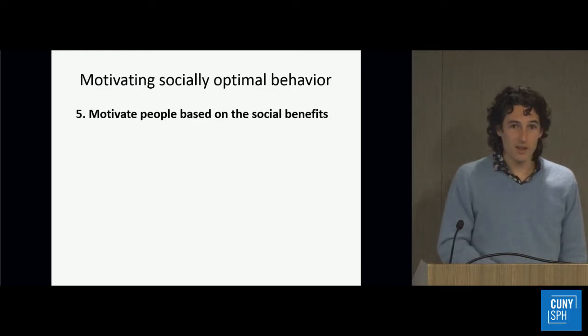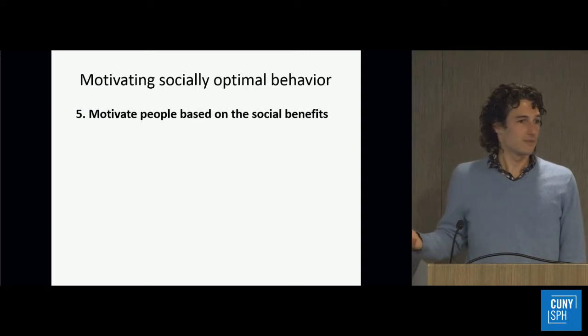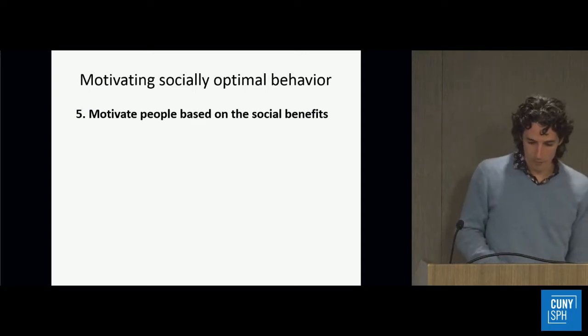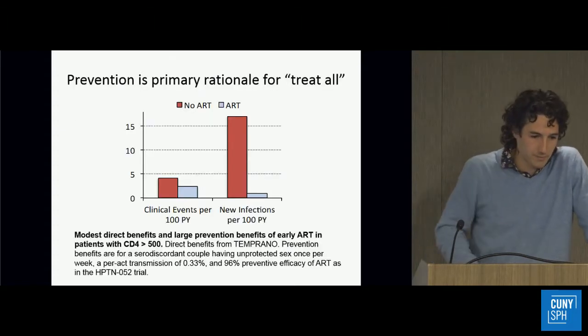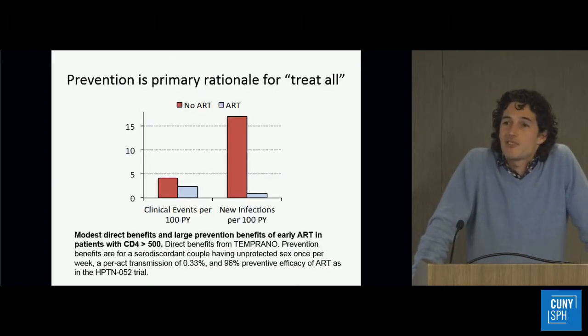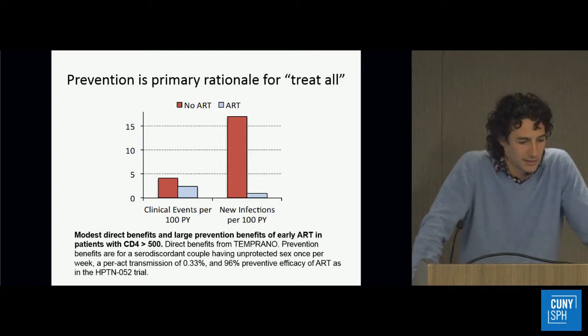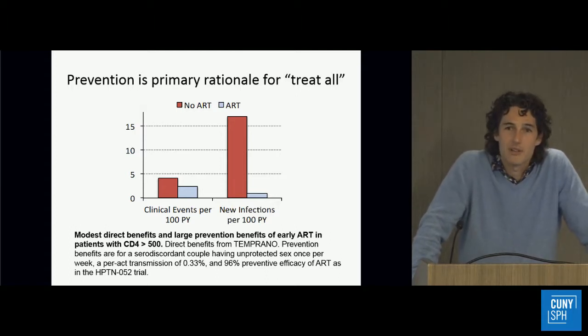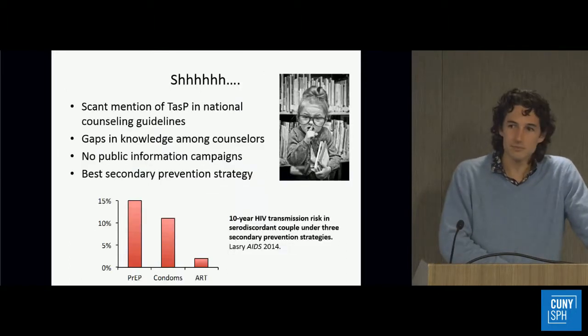Finally, we could also just motivate people based on the social benefits. We could tell the truth. We could sell TASP on its merits. Prevention is a primary rationale for treat all. This shows you the effect of ART in reducing new infections versus reducing clinical events. The primary public health rationale has to do with reductions in incidence.